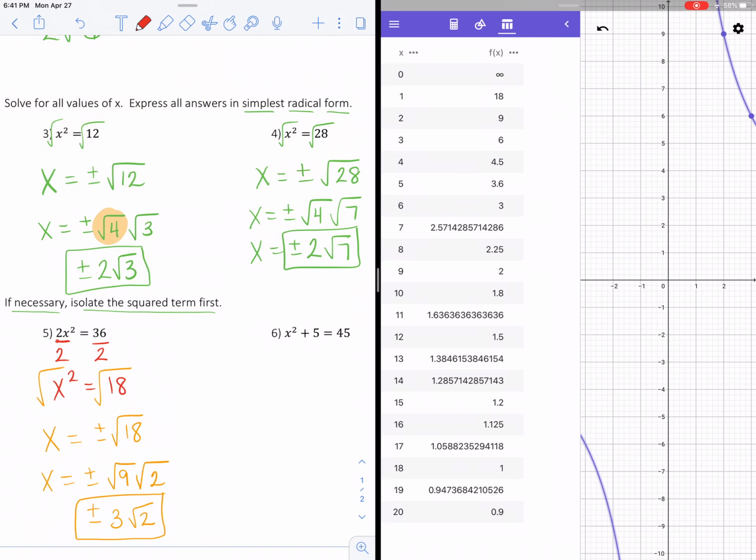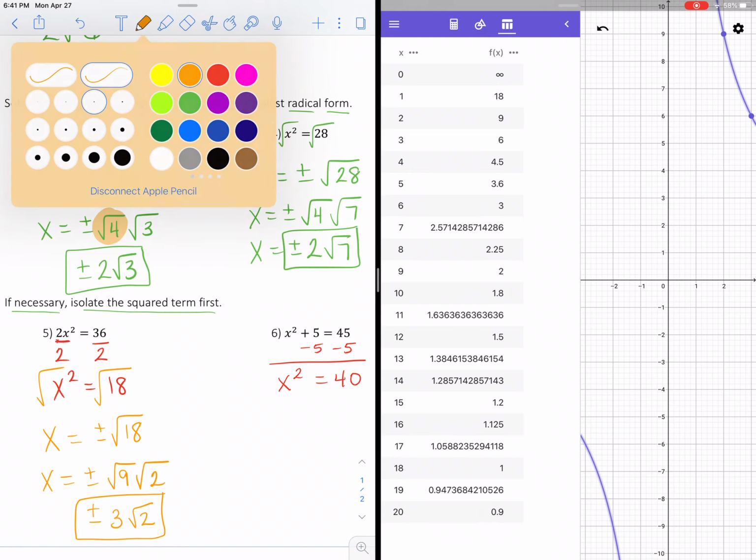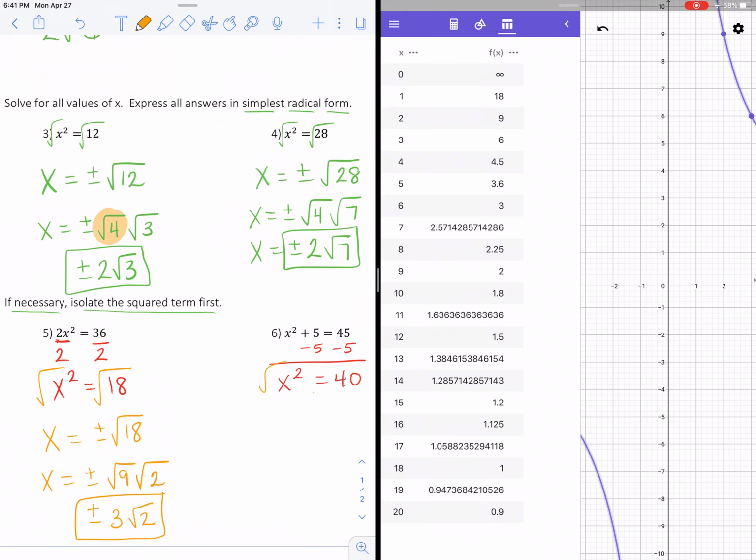Number 6, the x squared isn't by itself. How are we going to get the x squared by itself? Subtract 5 on both sides. When I subtract 5 on both sides, I get x squared equals 40. Now, to get the x by itself, I take the square root of both sides. The square root of x squared is x equals positive, negative. Can't get the square root of 40, so I leave it under the radical.